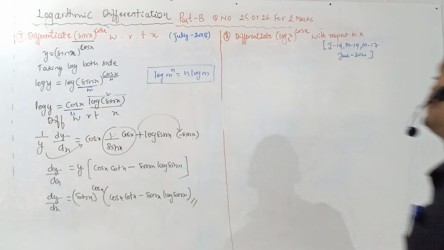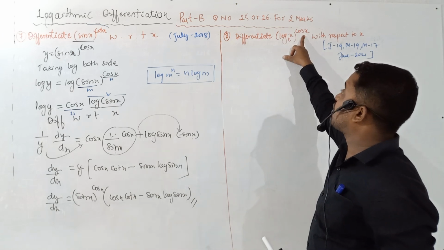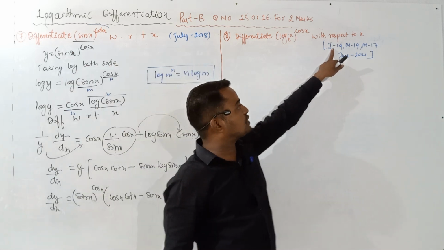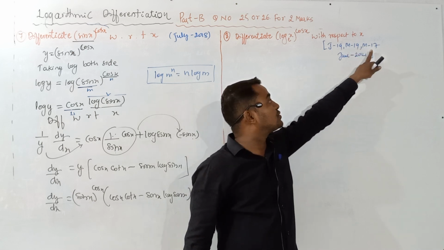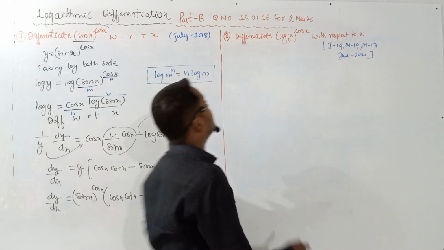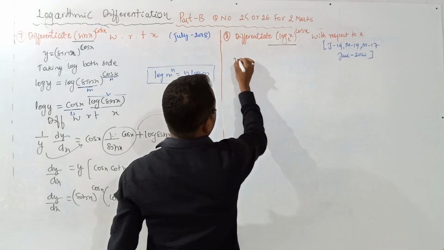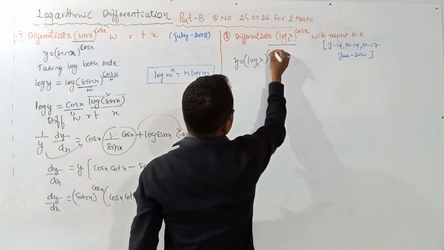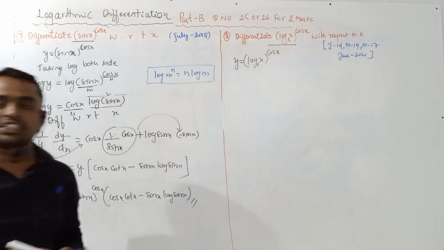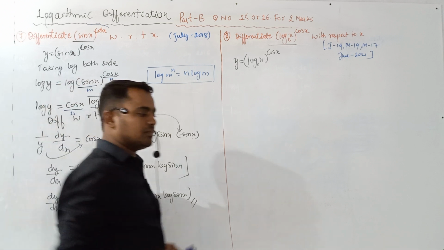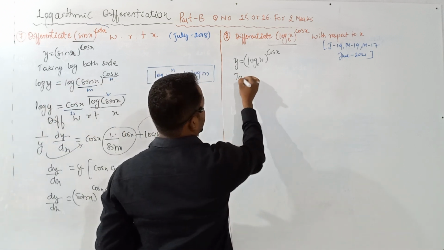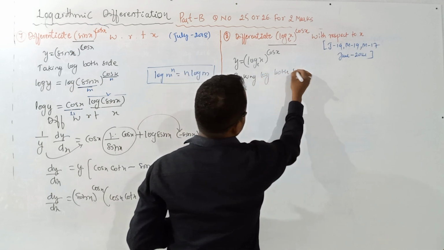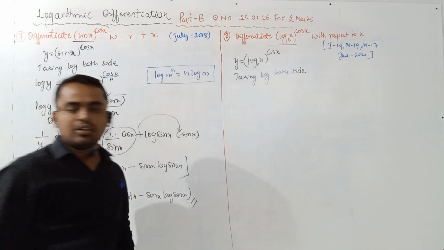Next question, differentiate log x raised to cos x to the base e with respect to x. This question has been asked July 2019, March 2019, March 2017 and June 2014. This is also a very important problem. First take y is equal to log x to the base e raised to cos x. There is no formula to differentiate such a function, so again taking log both sides.